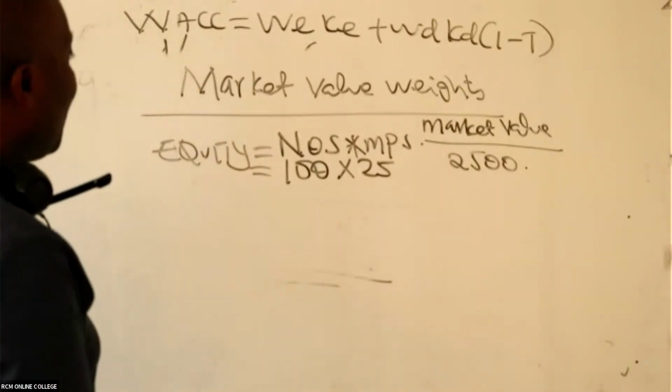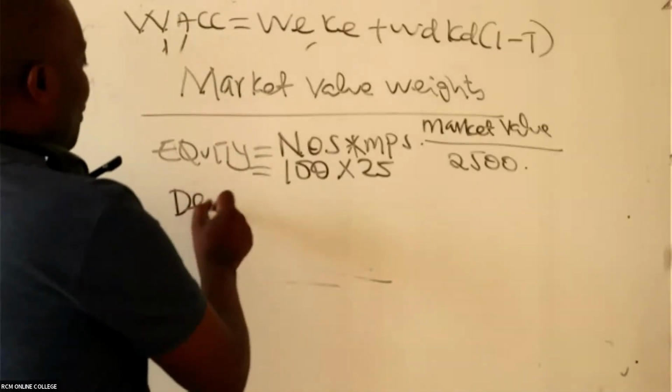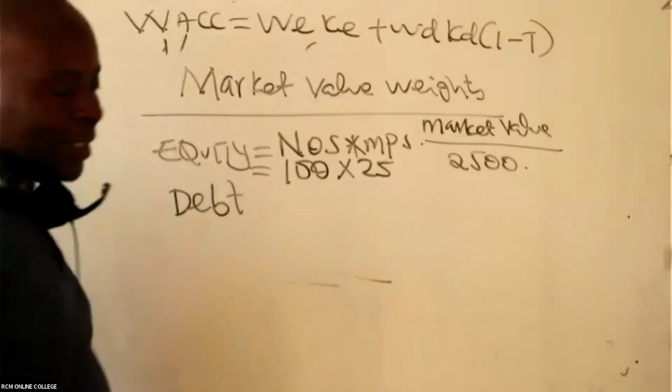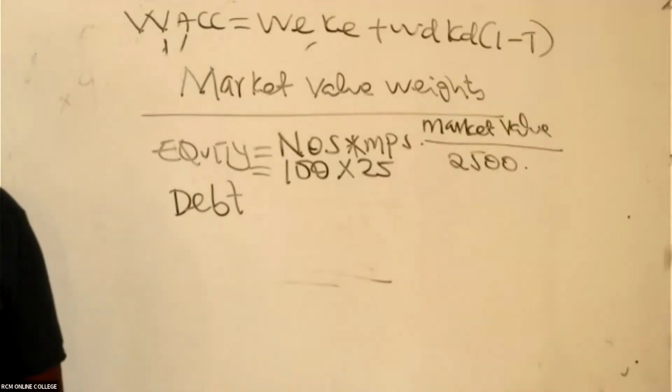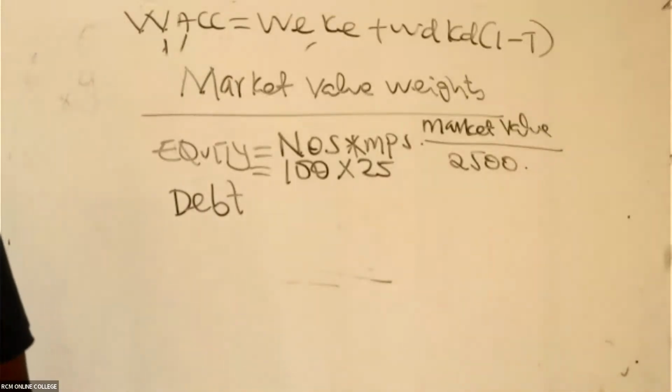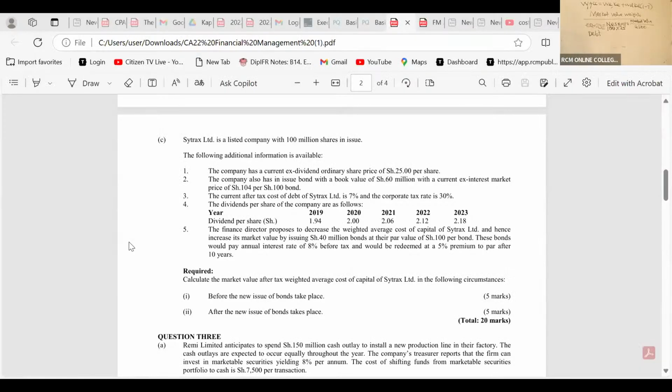Now from there, please go to debt. What have they told us about debt? Please go to debt for you to appreciate how much value of debt we have. The company also has an issue bond with a book value of 60, with a current ex-interest market price of 104 per 100 bonds.